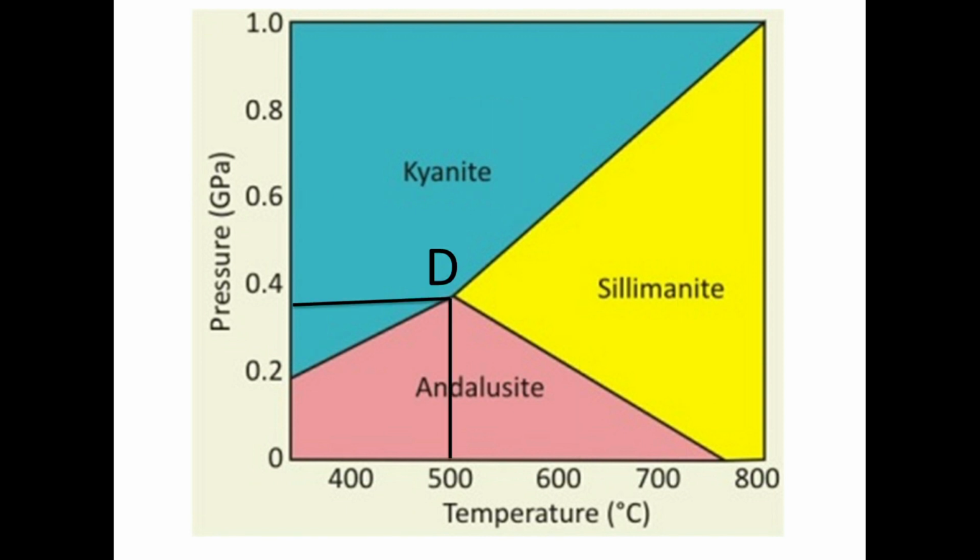Now let's consider the point D where all the three phases coexist. At D, at nearly 0.3 gigapascal pressure and 500 degrees Celsius, all three phases, that is kyanite, andalusite and sillimanite, coexist. Now see, if we slightly change the temperature or pressure from this point, then the equilibrium between all three phases won't exist again. So that is a unique temperature and pressure at which all the three phases coexist. That's called an invariant point, where we cannot vary either pressure or temperature.